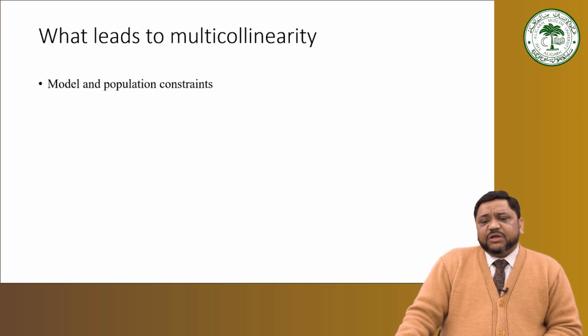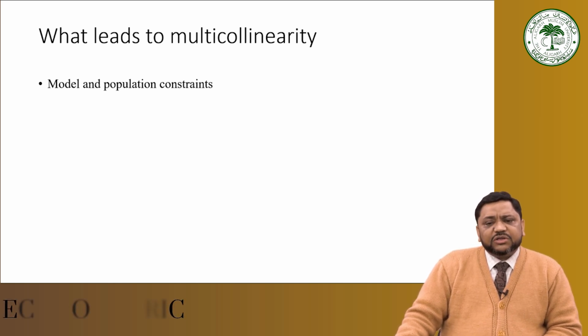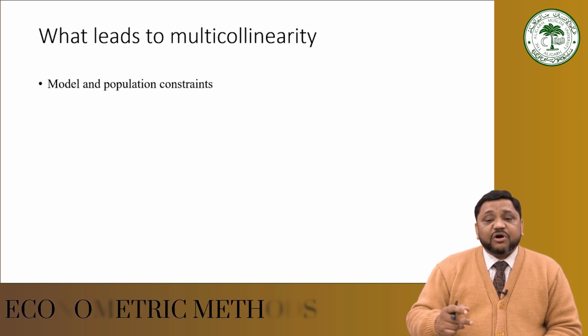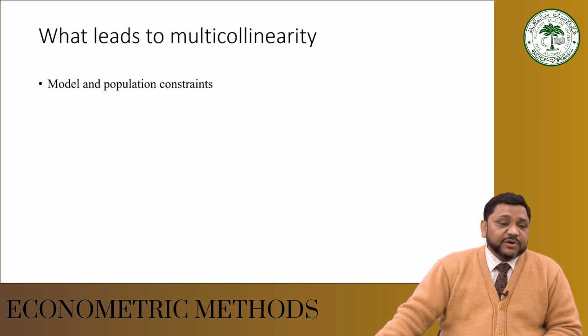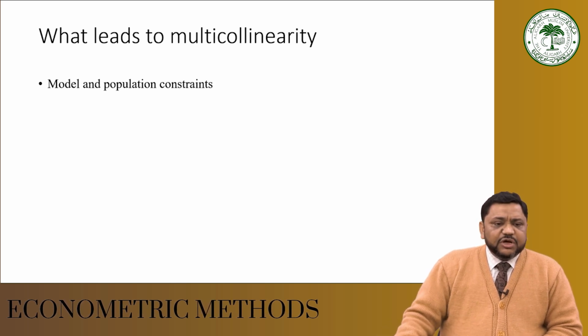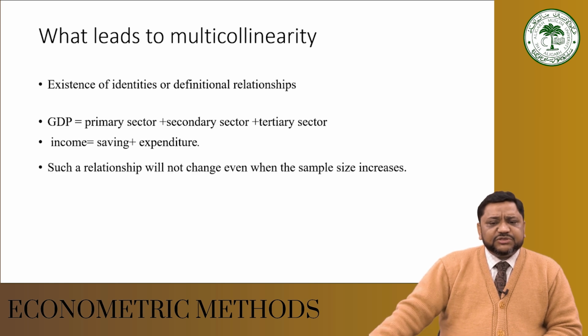Then model and the population constraint, you can say there may be some constraints on the model or the population from which the sample is drawn. The sample may be drawn from that part of the population having a linear relationship among the explanatory variables. So sampling and the model that has been constituted.